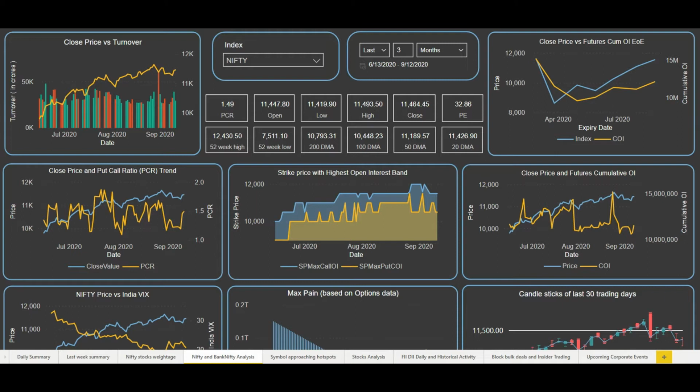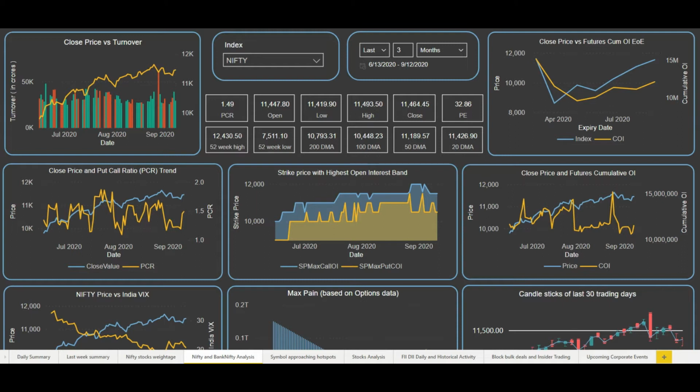In this video we are going to cover the tab Nifty and Bank Nifty analysis. So let's get started. As the name suggests, in this particular tab or page of our dashboard, we are going to discuss the price movements of the two main indexes, that is the Nifty 50 and the Bank Nifty, which are the two main indexes of the National Stock Exchange, and the derivatives data which is published by the market for both the indexes.